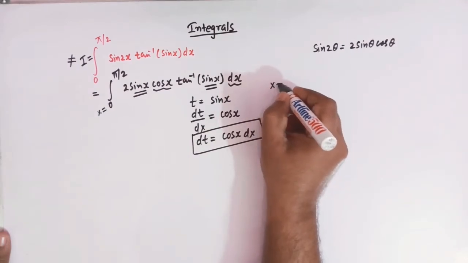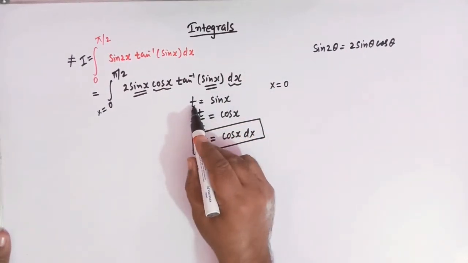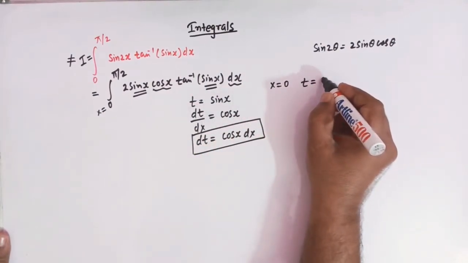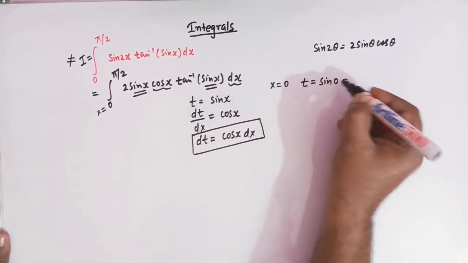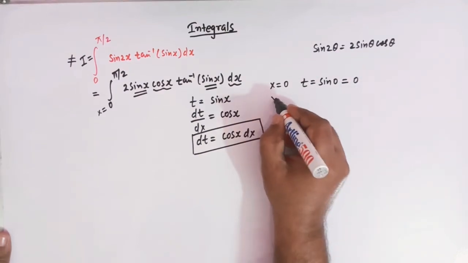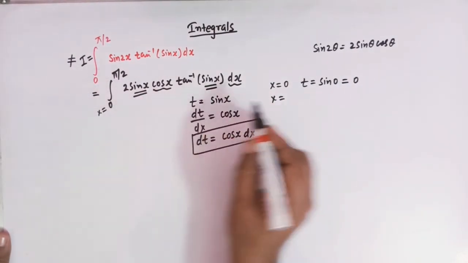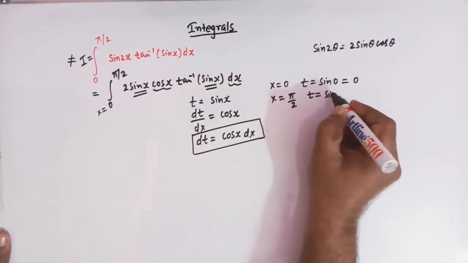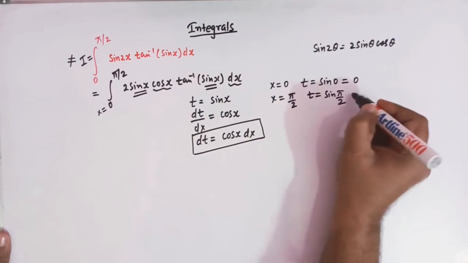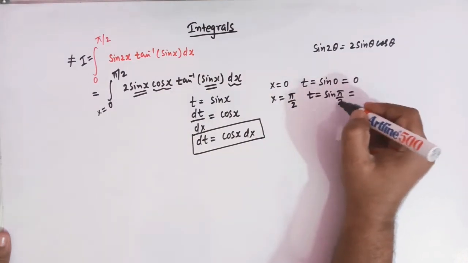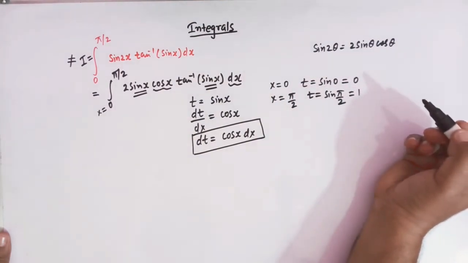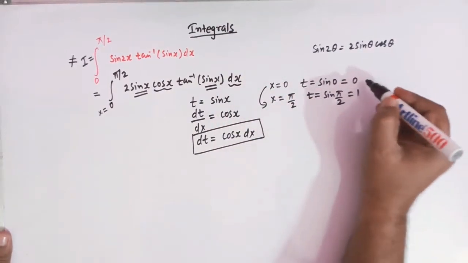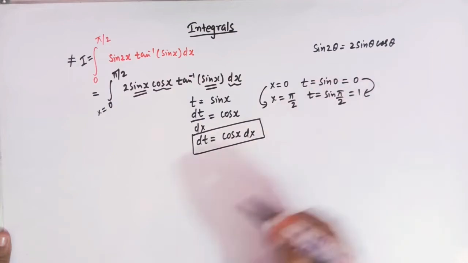So when x is equal to 0, we can calculate the value of t from this substitution, that is t is equal to sine of 0. Sine of 0 is obviously 0, and when x is pi by 2, t is equal to sine pi by 2, right? And sine pi by 2, that is sine 90 degrees, is equal to 1, right? So when x varies from 0 to pi by 2, t varies from 0 to 1, right?